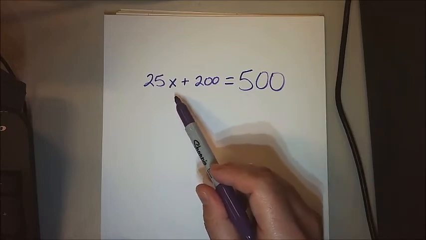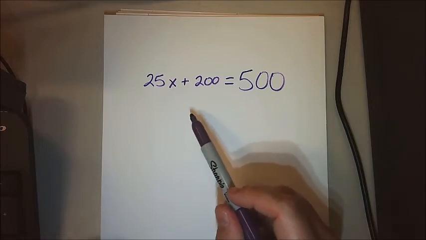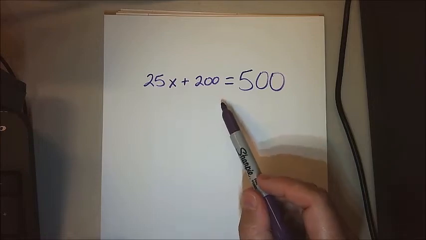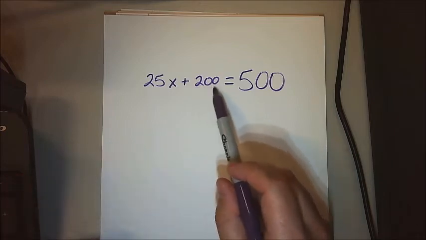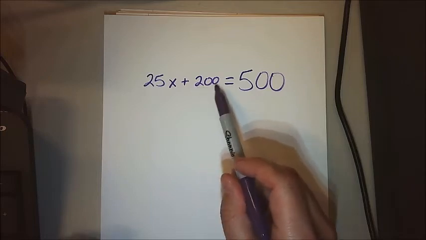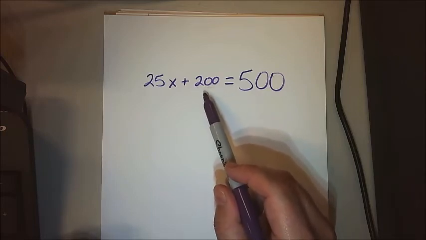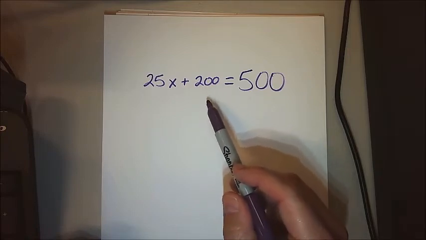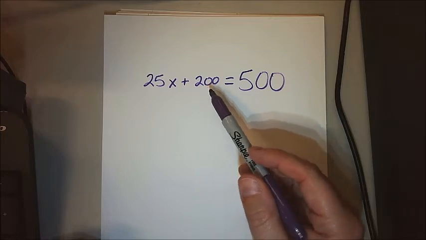To solve for this unknown value, there are a couple of steps we're going to do. The first step is to get rid of any constants on this side of your equation. This 200 right here is what's called a constant. There's no variable with it, and it's always going to be there. It doesn't change. So the $200, we have to get rid of it. To get rid of it, all we do is subtract 200. It's a positive 200, so to get rid of a positive 200, you subtract 200.